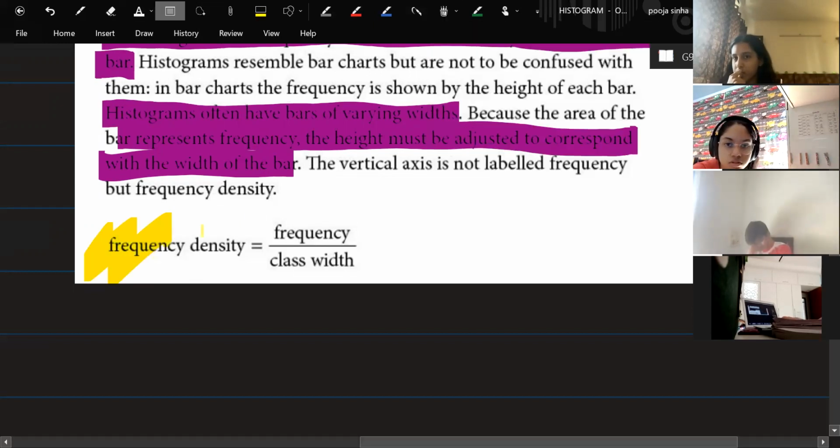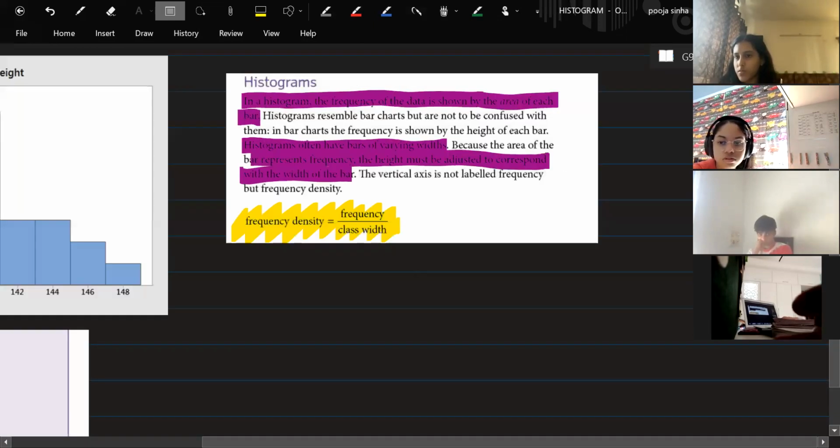This one. This is the most important formula. We are going to use this formula very often now. How to do it, I'm going to show you now.